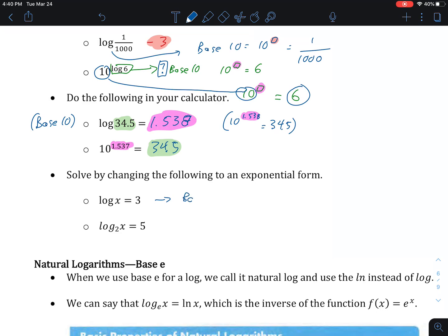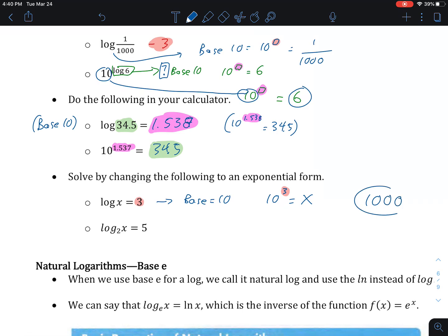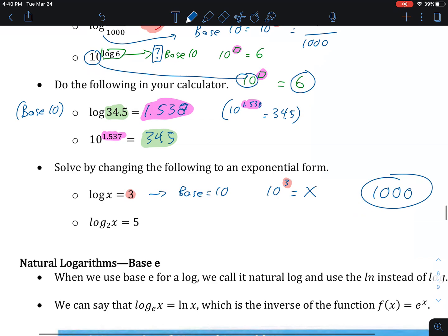Okay, so log x equals 3. Again, I don't see anything, so base is 10. 10 raised to the 3 is x. Logs are exponents, so the answer is my exponent. 10 raised to the 3, well, that's clearly 1,000, and there's my answer to that.